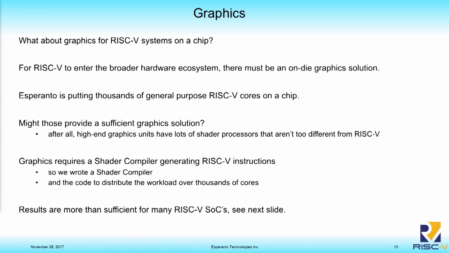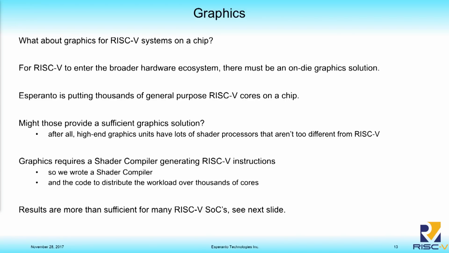Well, that's great, but we're not limited to just running AI-type programs. We have a general purpose set of processors underneath. What about graphics, right? And we think for the RISC-V community, how are we going to all build SoCs if we don't have a graphics solution? So we had a few people thinking about that as well. And one of the considerations was, well, we've got thousands of cores.